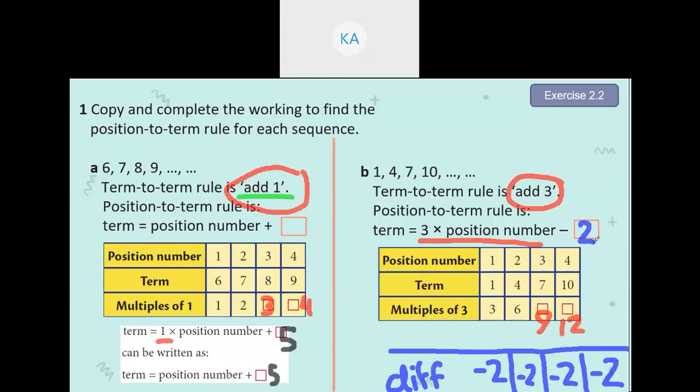Okay, to get the position number, after you find the term to term rule is 3, it means directly, if it is 3, it will be 3 times position number. If later the term to term rule is 5, directly the term will be 5 times position number. If the term to term rule maybe later is 7, the first part will be 7 times position number. And then the additional part will be the difference between the term and the multiple.